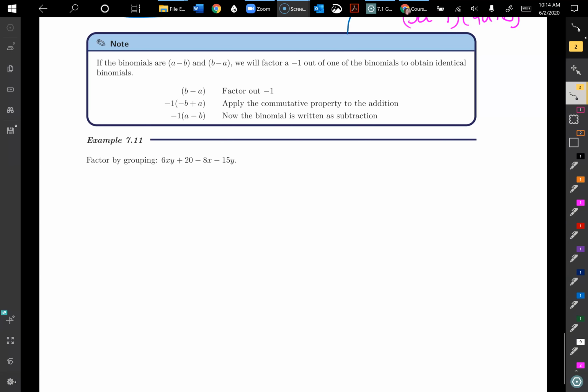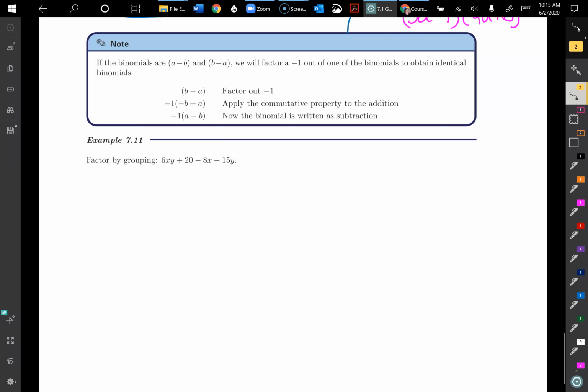Okay, so the last problem in this section, we're looking at example 7.11, and we have this note here: if the binomials are a minus b and b minus a, we factor out, it's not a minus 1, it's factor out a negative 1 out of one of the binomials to obtain identical binomials. So if we have b minus a and we factor out a negative 1, we end up getting negative 1 times negative b plus a, which then allows us to rewrite it as negative 1 times a minus b. We can just then switch those.